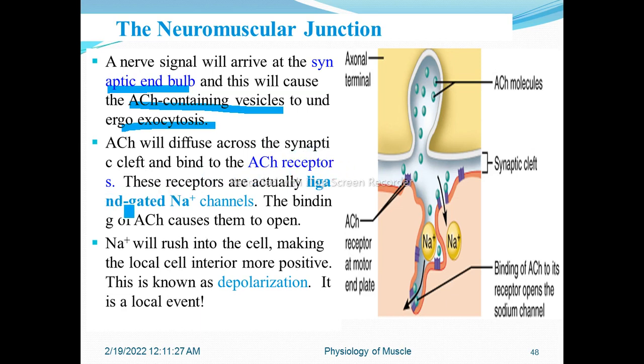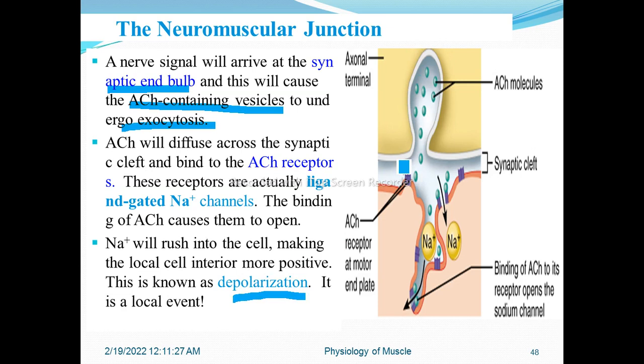These receptors are actually ligand-gated sodium channels. The binding of acetylcholine causes them to open. Sodium rushes into the cell, making the local cell interior more positive. This process is known as depolarization. This is a local event.